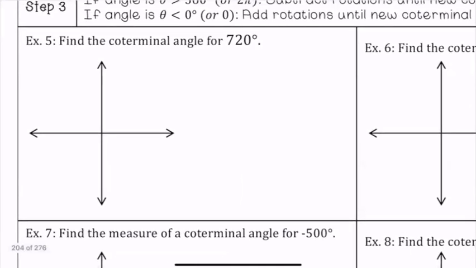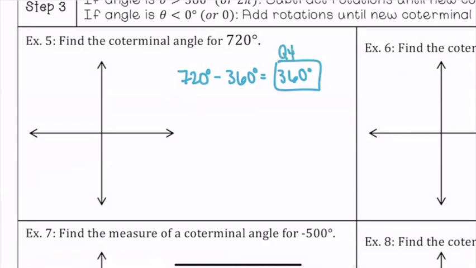Looking at number 5, we want a coterminal angle on the unit circle for the angle 720. So we're trying to find an angle that stops in the same spot the 720 does. 720 is too big to be on the unit circle. So we would subtract a rotation, one at a time, until we got to a number between 0 and 360. 720 minus 360 is 360. So this is on the unit circle, and technically it's between quadrant 1 and quadrant 4.